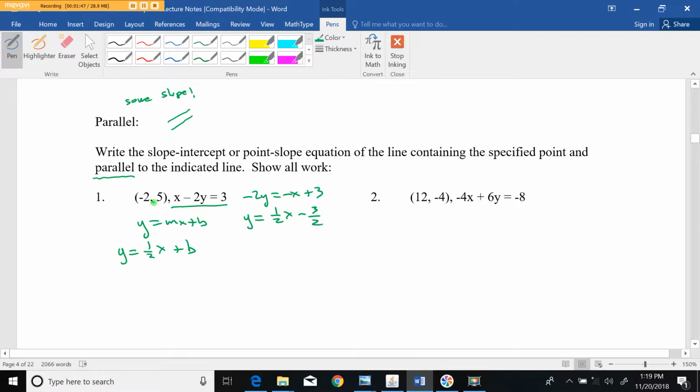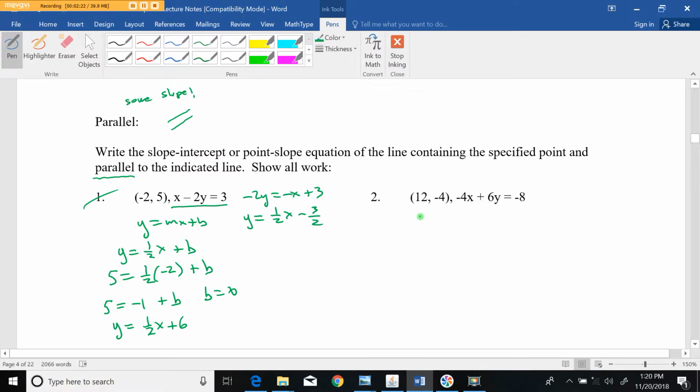We're going to use our point now to find b. So y is 5 when x is negative 2. And 1/2 times negative 2 is negative 1, and then we would add this to both sides, so b is 6. So the line we're looking for here is y equals 1/2 x plus 6. Number 1, done.